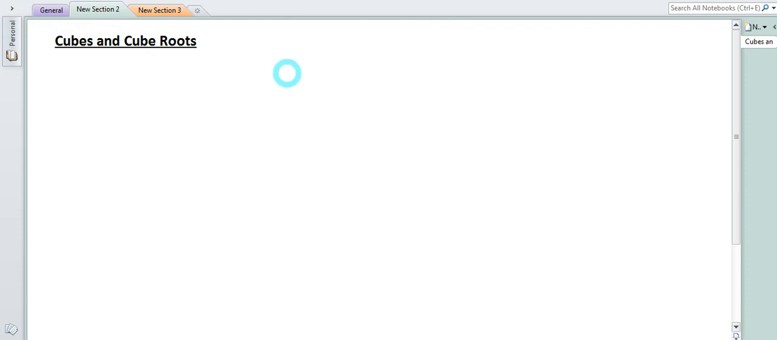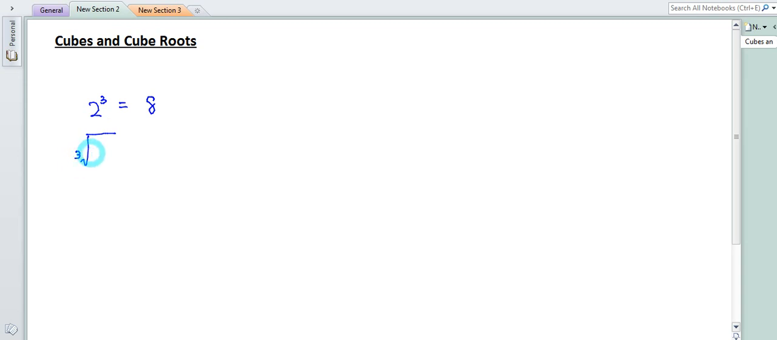Okay, now let's go to cube root. So cube root is actually the inverse operation of cube. For example, if you have 2 cubed, you will get what? You will get 8, right? And if you cube root this number, you will get back 2. Okay, let me write this way. 2 cubed, you get 8, right? If you cube root, you have to write the 3 here.